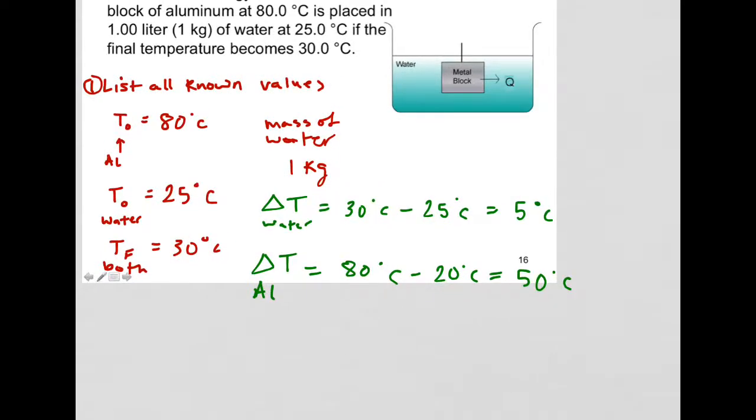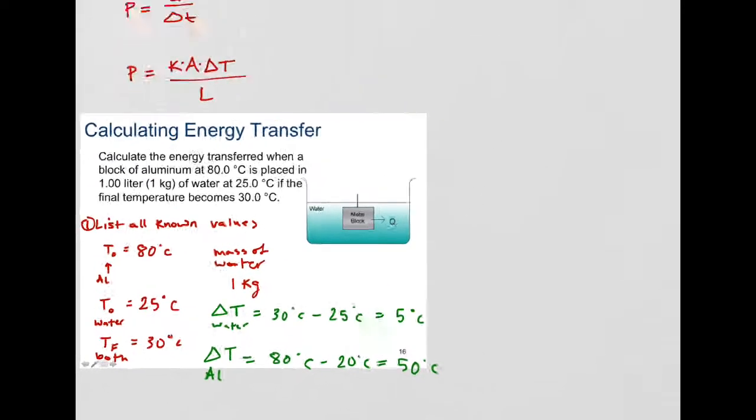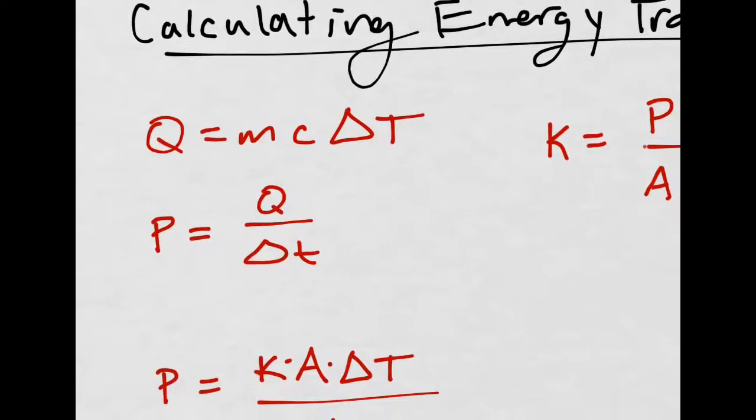Now I was thinking about this. Wait a minute. Here, there's only one equation. We have two materials. We have water, and we have the aluminum. We know the mass of the water. We don't know the mass of the aluminum. I can look up the specific heat of aluminum. I could look up the specific heat of water. In fact, I only need one of these. I don't have to do two equations. Why is that? That's because the energy transferred between the two is going to be the same, just in opposite directions.